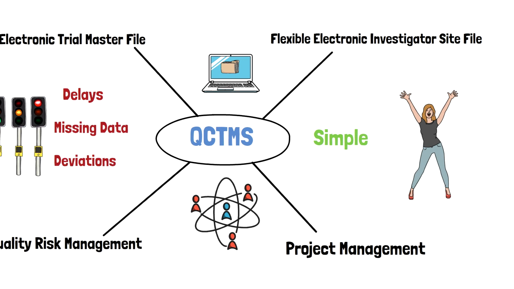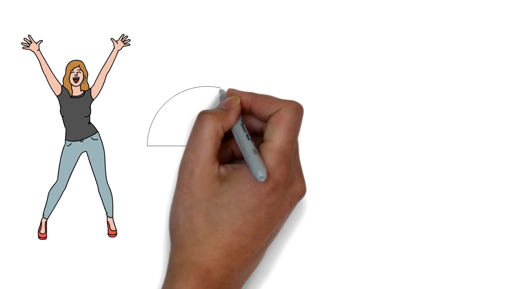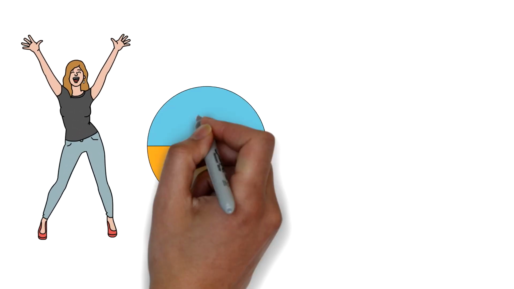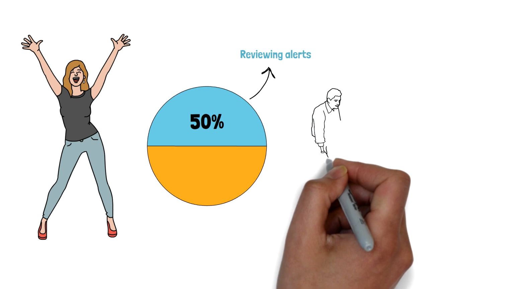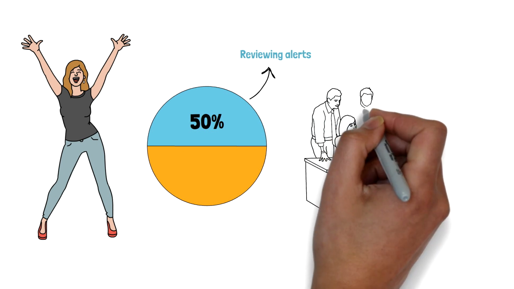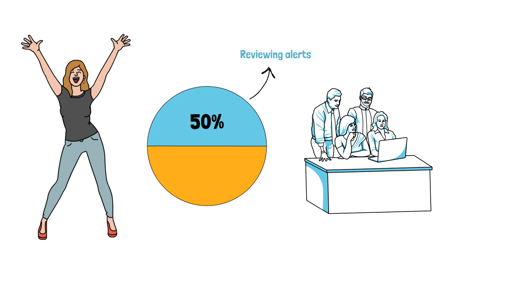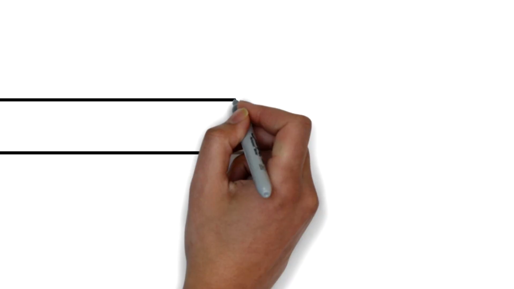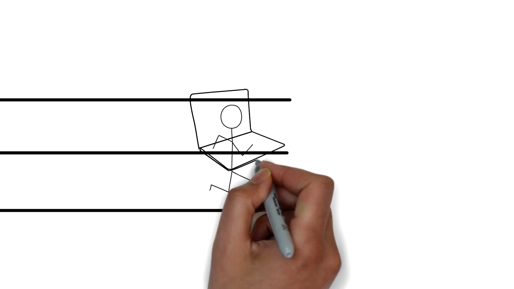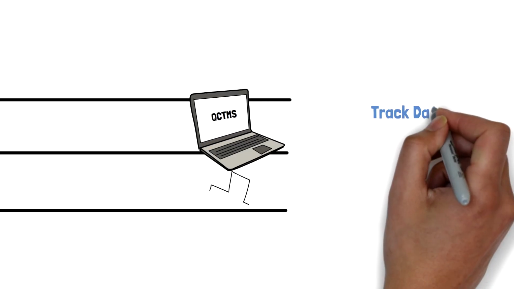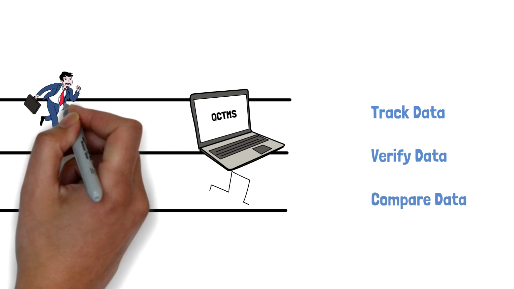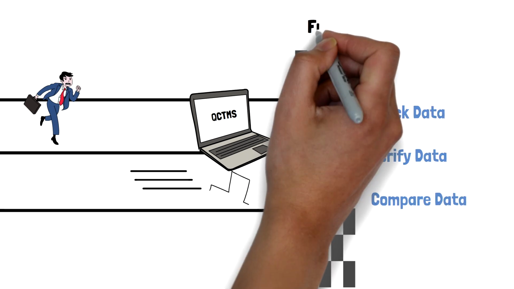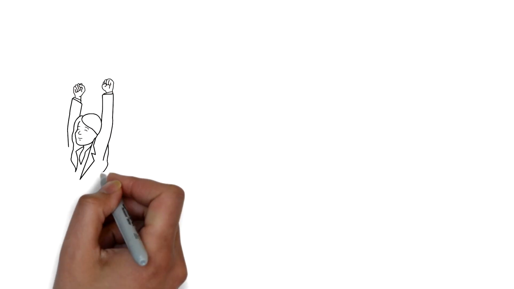Prior to QCTMS, this was done by Connie manually. Now Connie is spending 50% of her time reviewing alerts in the QCTMS and thereby has much more time to work with her team on corrective and preventive actions if errors or deviations occur. QCTMS is software, meaning it's able to track, verify, and compare data better and much faster than people can. This is the reason Connie loves the support of QCTMS, which lets her focus on what tasks she can improve.